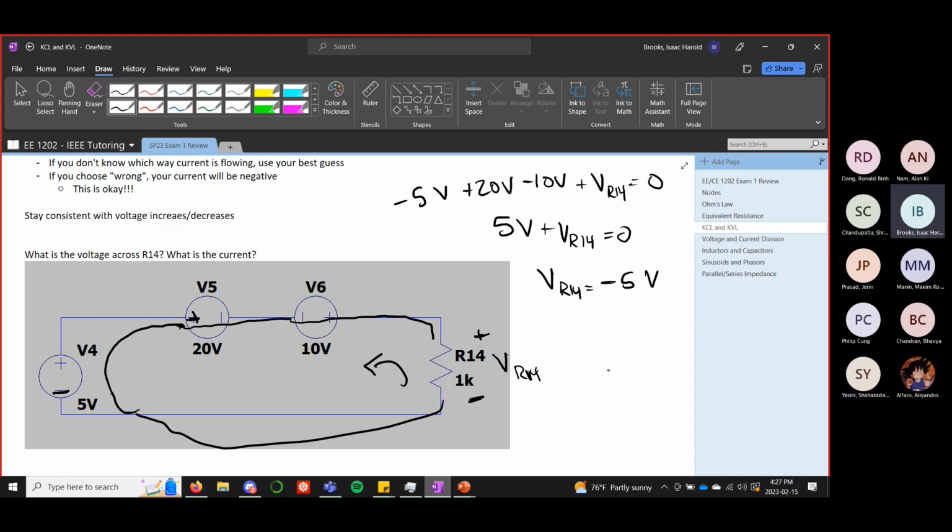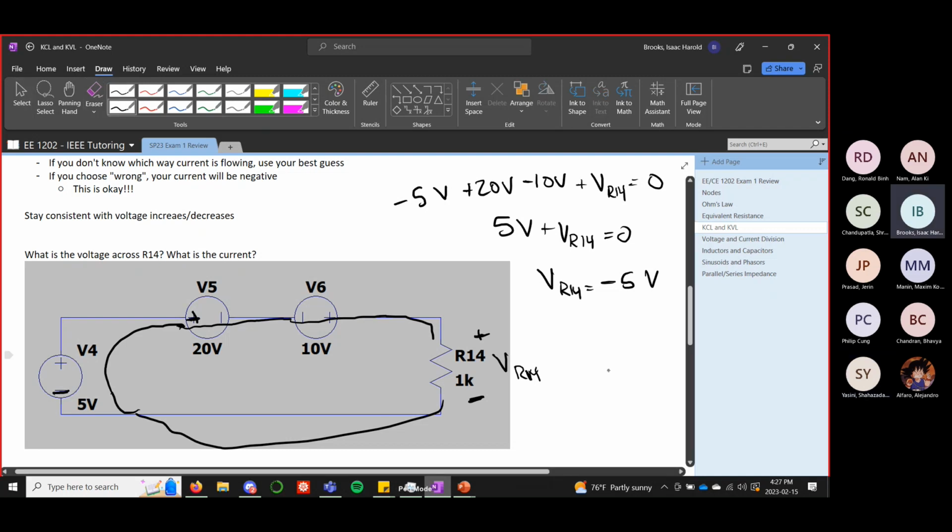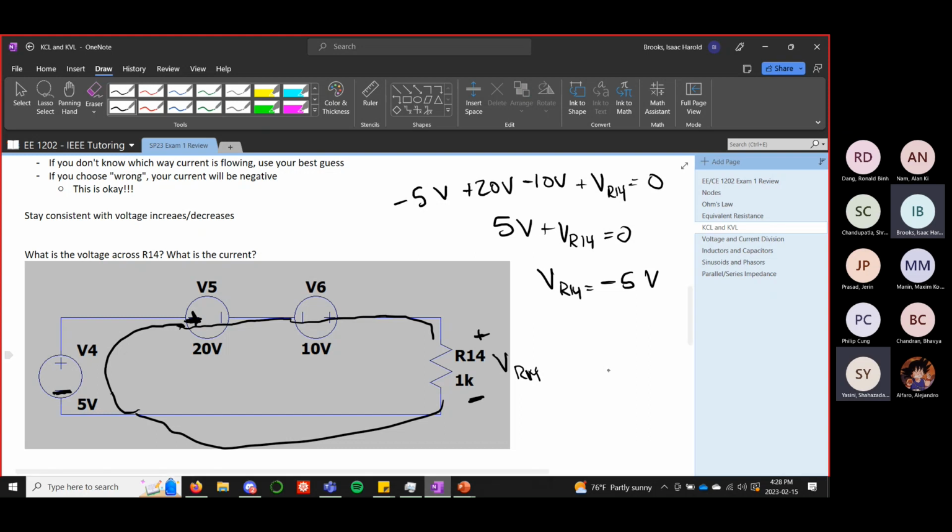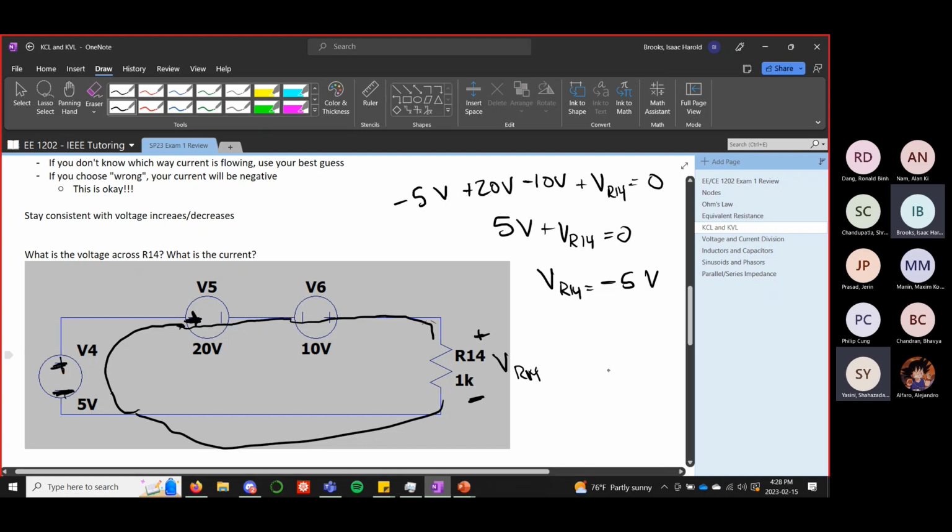Right. Okay, good question. So with this method, what we did is we started going clockwise, and we said that this is a minus 5 volts, and then this is a plus 20 volts. So it's kind of a function of which direction you choose to go, and whether you choose to say, I'm going to count the first sign that I encounter or the second sign that I encounter.